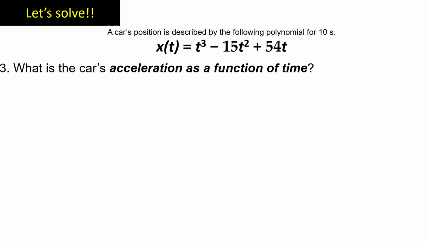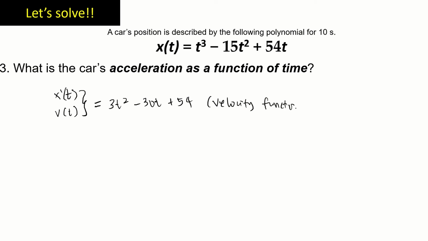Next, let's have the second question. What is the car's acceleration as a function of time? So, remember, we already have the value. Let me just write down the value. Yung x prime of t and then yung v of t natin kanina. This is just the same, right? Yung nakuha nating value is 3t squared minus 30t plus 54. This is your velocity function.